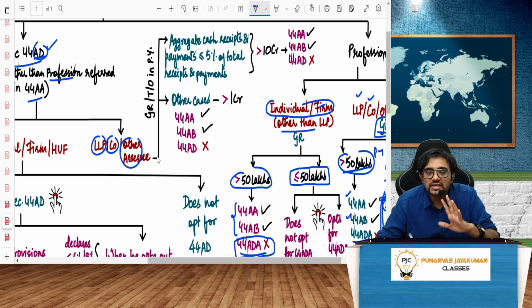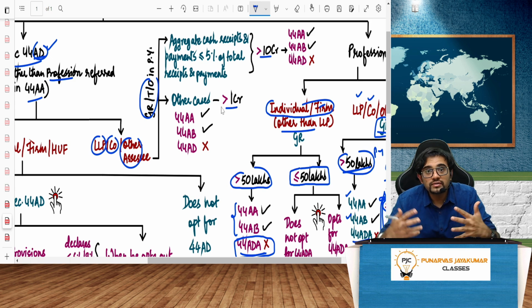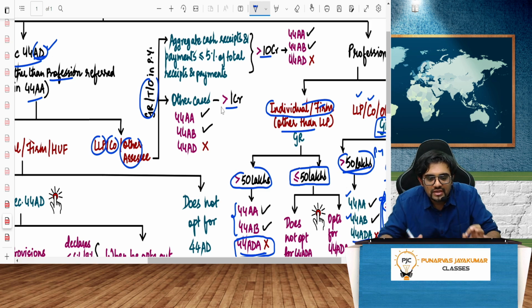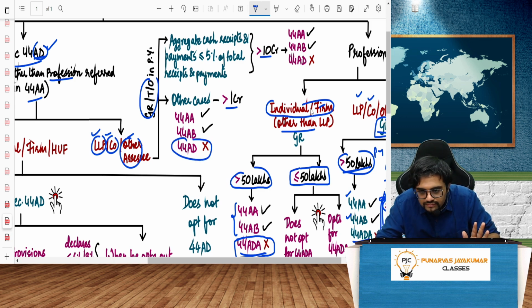For LLP, company, other SSC, if the gross receipts or turnover... Sir, why are you bringing 10 crore, 1 crore? Bro, we are merging tax audit and 44AD. Now, one simple thing you tell me. For LLP, company, other SSC, whatever the case may be, will 44AD come or not? It will not come.